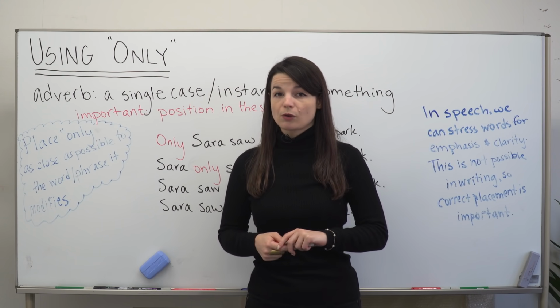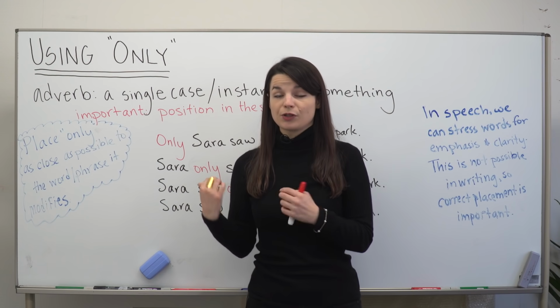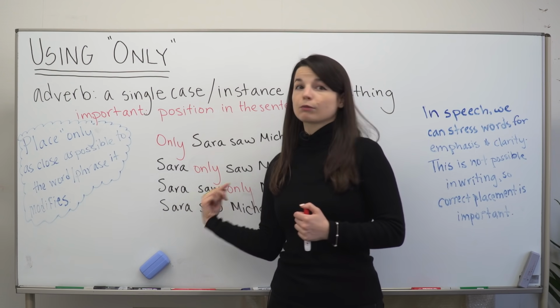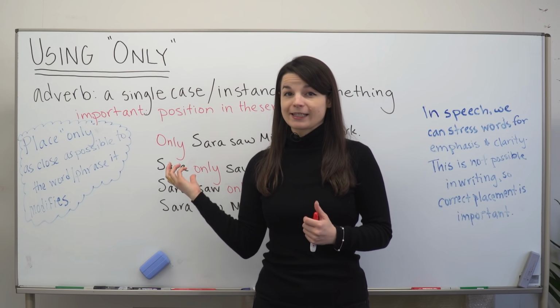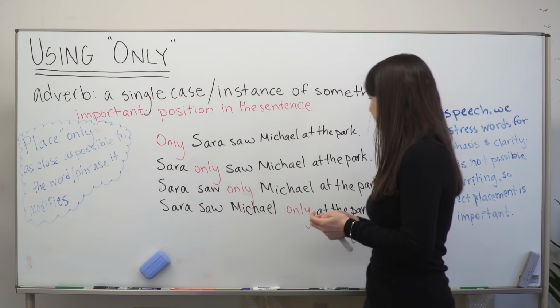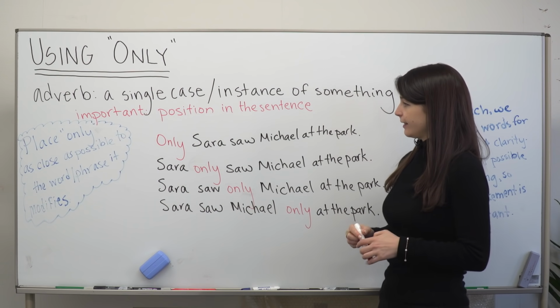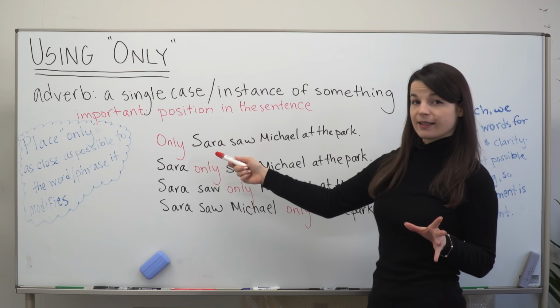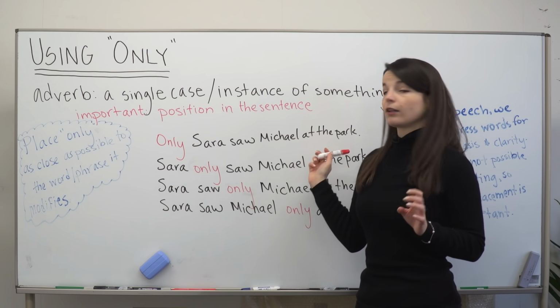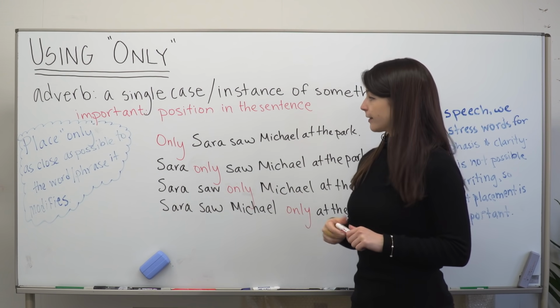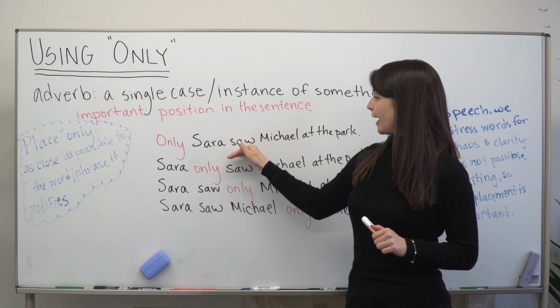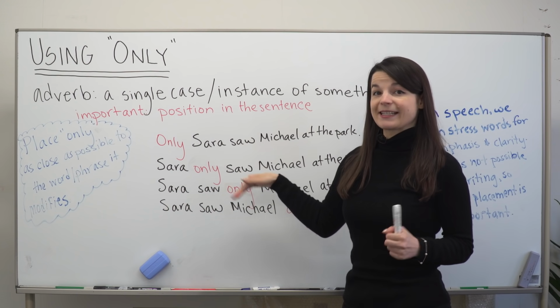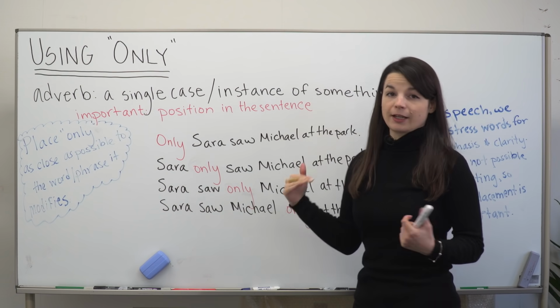So I want to show a few examples of how to do this, but I'm going to move the word only around in the same sentence. So let's take a look. I'll show you what I mean. Let's take a look at this sentence. The base sentence here is Sarah saw Michael at the park. A simple sentence. So there are two people involved, one action, in this case the past tense saw, and then a location at the park.